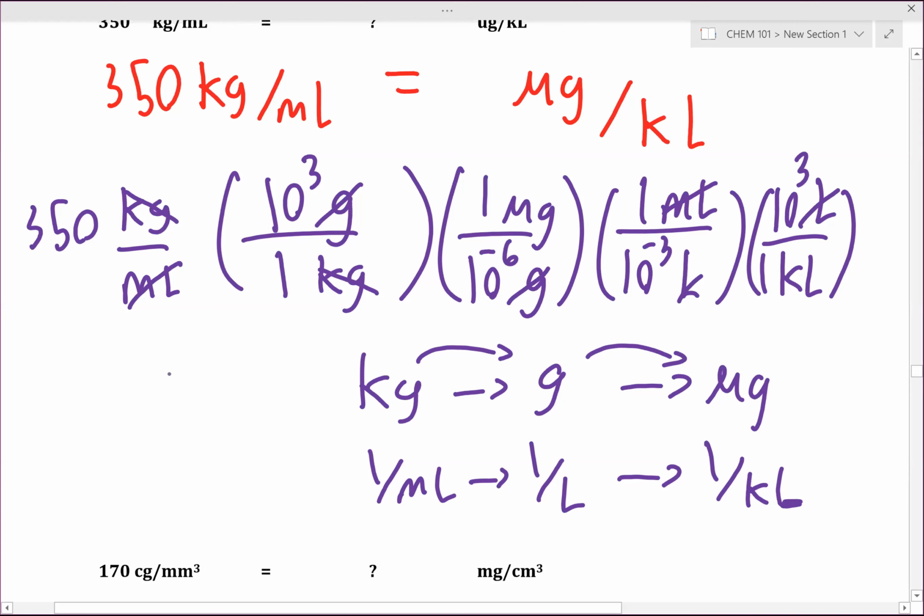Okay, now let's enter this into our calculator. So what number are we starting out with? 350. Okay, so we have 350. And then what power of 10 are we multiplying it by? 10 to the third. Okay, so what we're going to do is hit EE 3, and you should get the following number. Again, you're hitting EE and then the 3 button.